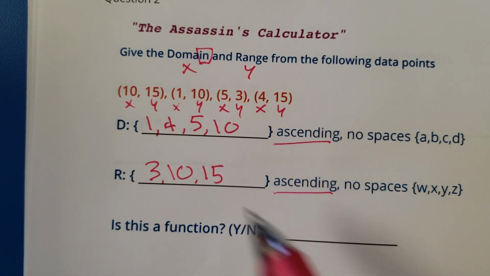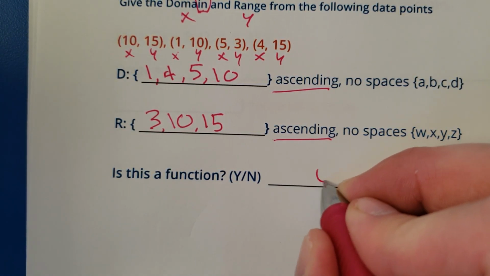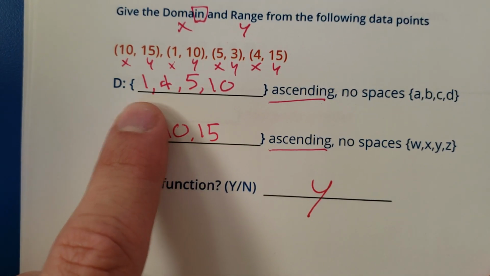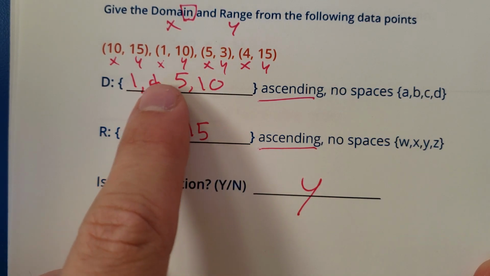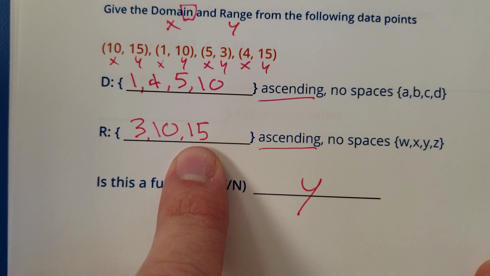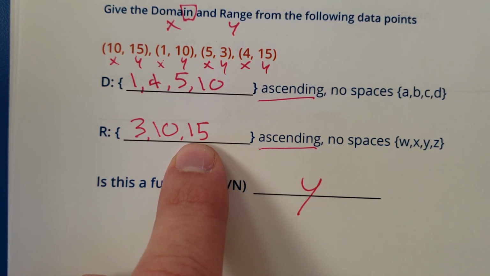Is this a function? Yes or no? I would say yes. The reason it's yes is because it's okay for two X values to map onto a single Y value. That just means you've got two different numbers to get the same answer. That happens sometimes, all right?